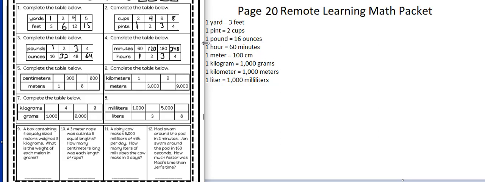All right. So 1 meter has 100 centimeters. There we go. 1 meter equals 100 centimeters. So how many meters are there in 300 centimeters? So 300 divided by 100 would be 3. 900 divided by 100 would be 9. Now I do the multiply. 6 times 100 would be 600.